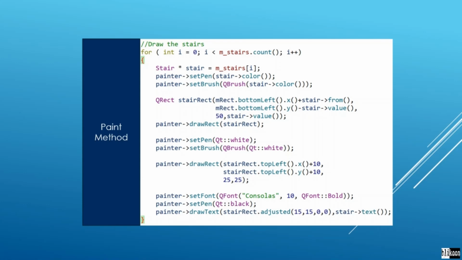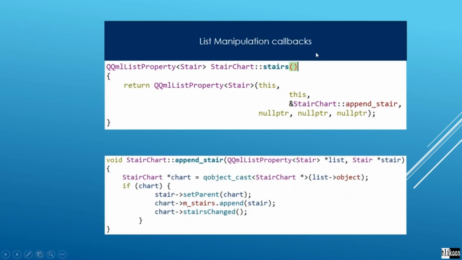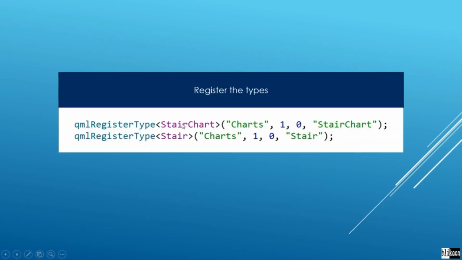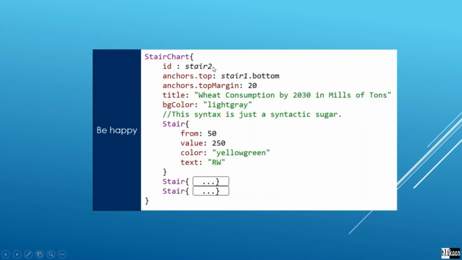It is the same thing we've been doing before. The only thing that is special here is that we are grabbing the list of stairs from the QML side and storing them on C++. And when the paint method gets to be called, our list is going to be already built, and we are going to draw everything in here. Once we have everything defined, we just register stair chart and stair, and we use that on the QML side. We're going to go to Qt Creator and build this.